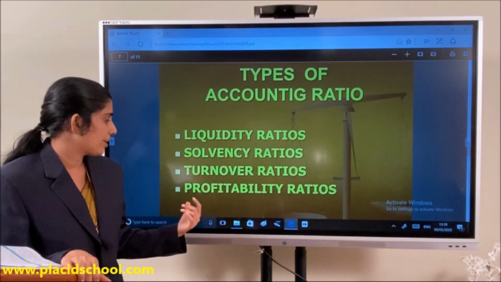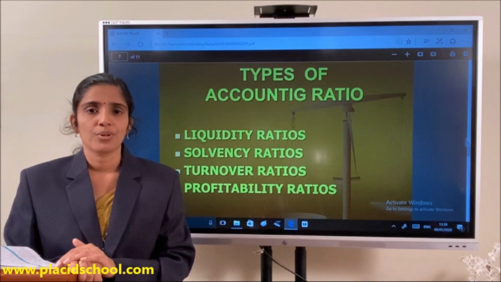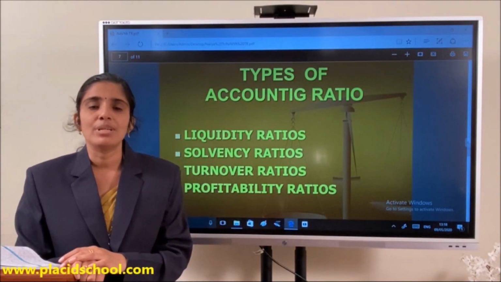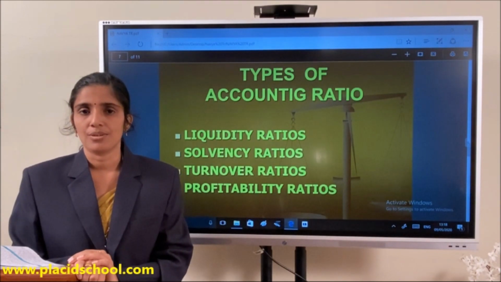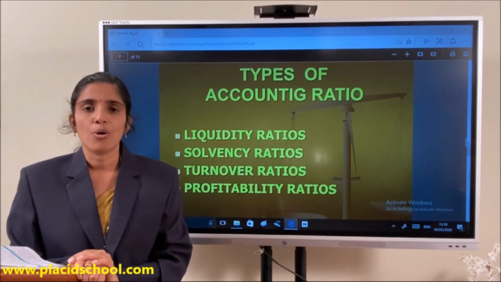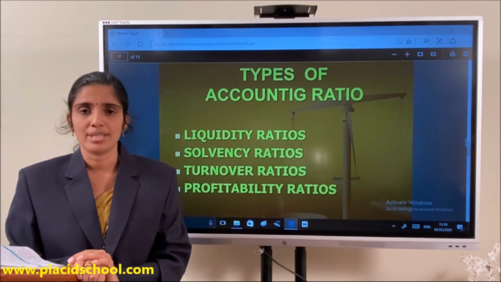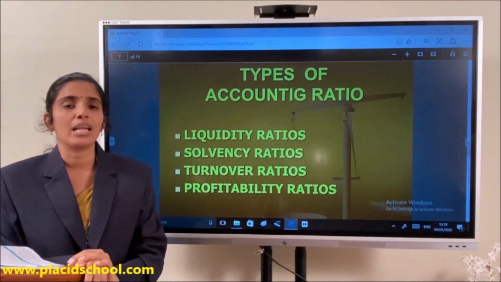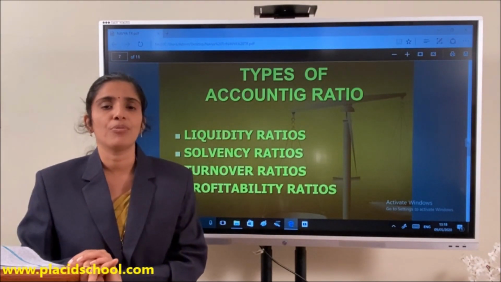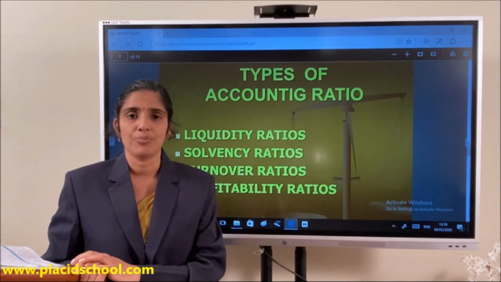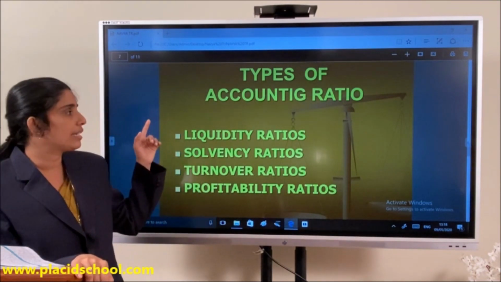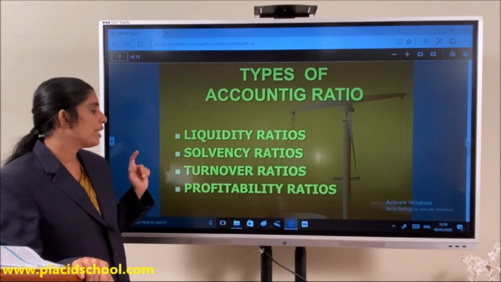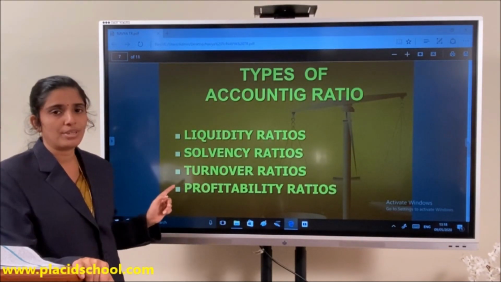Then the last ratio is the profitability ratio. Profitability ratio measures the profitability condition of the organization. It assesses the organization's level of performance and also the profitability. In this ratio, mainly we calculate gross profit ratio, net profit ratio, and operating profit ratio. These are the different types of ratios: liquidity ratio, solvency ratio, turnover ratio, and profitability ratio.